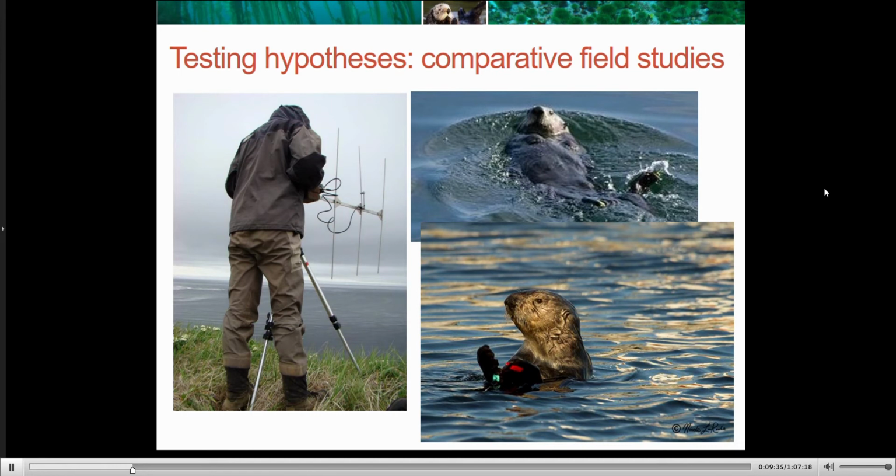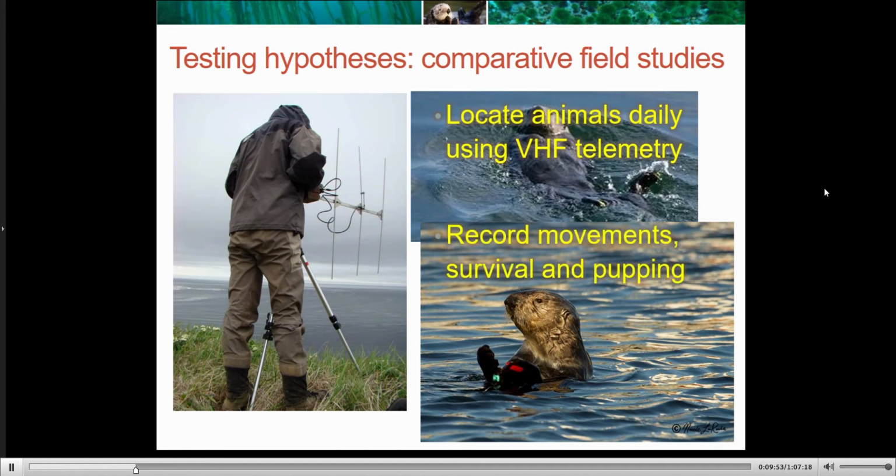Sometimes we would recapture them periods later to see if they'd, for instance, changed their status with respect to disease exposure. But basically, we would then follow them in the wild for a period of 3 to 5 years, which is how long the batteries on the radio transmitters would last. And we'd go out and locate the animals daily using VHF telemetry. We would record very detailed movements, obviously survival rates, reproductive rates.